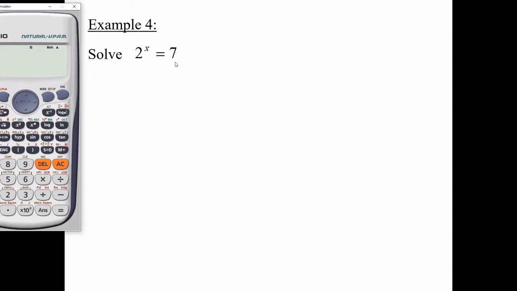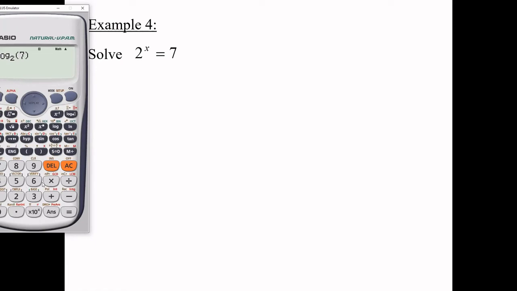Okay, 2 to the x equals 7. We could go log base 2 of 7 equals in the calculator. Let's do that. Log base 2 of 7. Got to scoot it over so I can see the 7. Equals. Okay, that's what our answers ultimately got to come out to. So let's go through the steps. Take log on both sides.